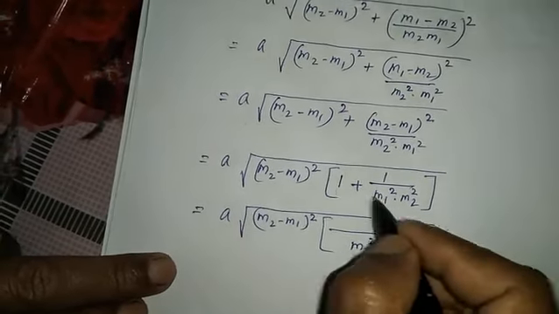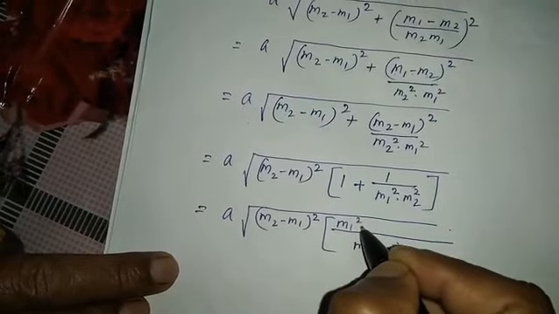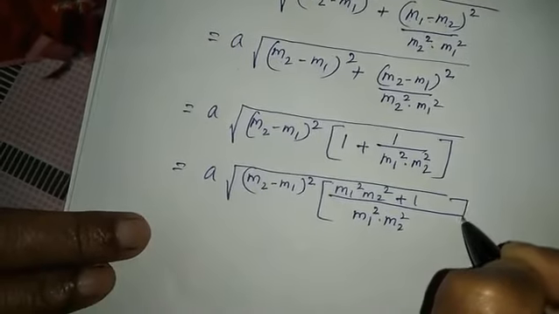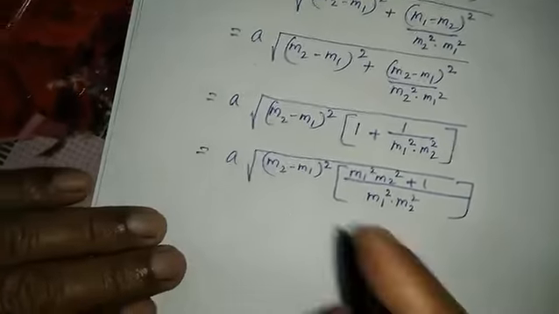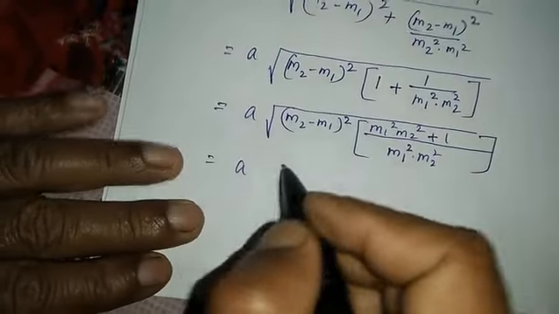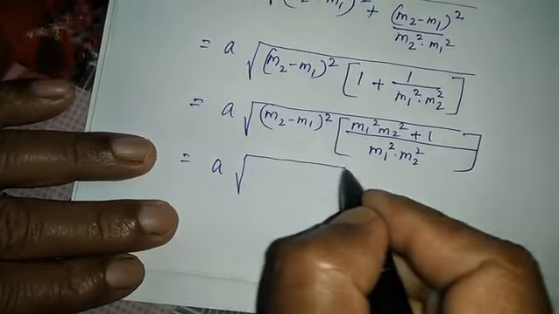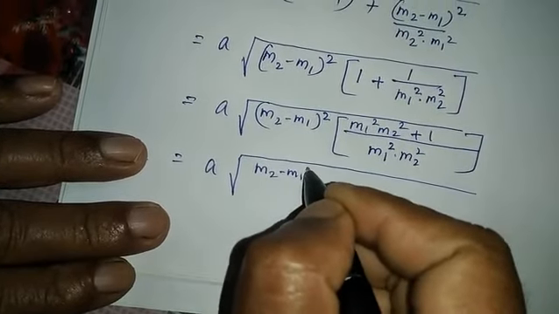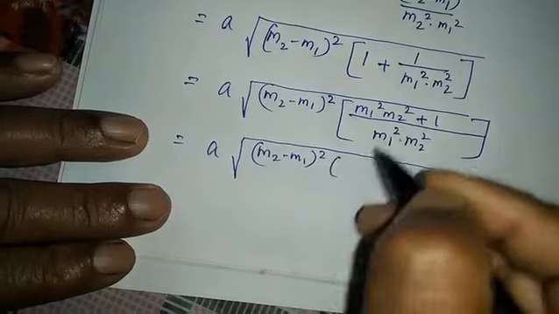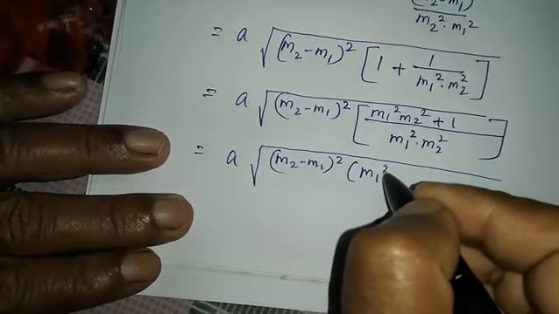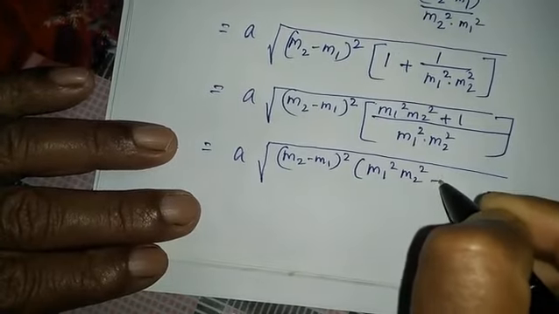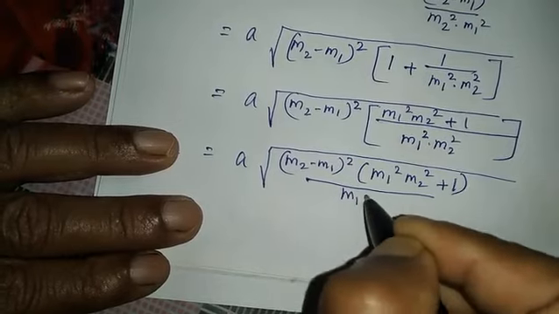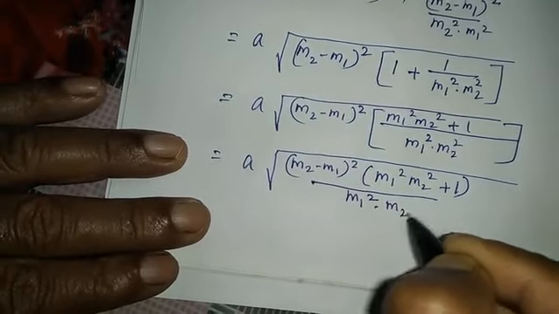Then the numerator we get m1 square m2 square plus 1. A into square root of, when you multiply we get (m2 minus m1) whole square into numerator (m1 square m2 square plus 1) by m1 square m2 square.